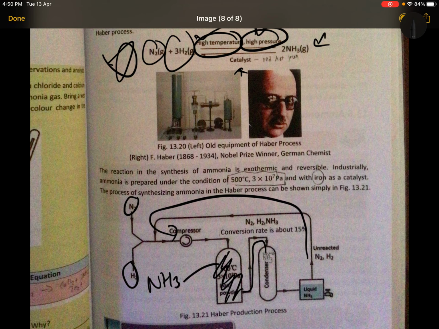So again, nitrogen gas and hydrogen gas go into the compressor. They become pressured. It goes into the chamber, and the iron powder is hot, so it creates a high temperature. It turns into ammonia gas. The ammonia gas goes into the condenser, and at the condenser it turns into liquid. The liquid is collected, but not all of them are collected. Some are still a gas, while some are still hydrogen and some are still nitrogen gas. So it goes back and starts the whole process again.